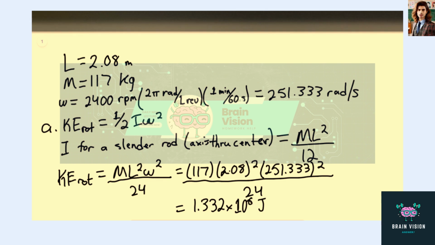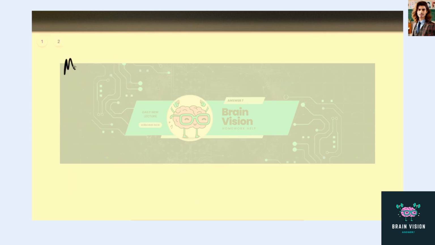Now, in part B, they're asking us, the new mass has to be 75% of the old mass. However, the kinetic energy must not be changed. So what's the new angular velocity? So the new mass would equal 87.75 kilograms.